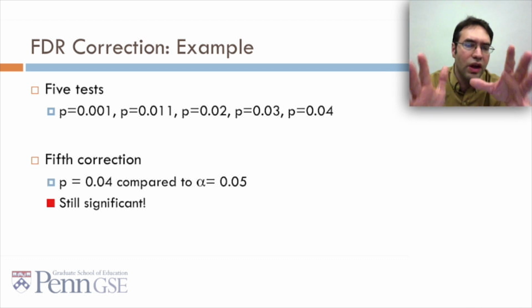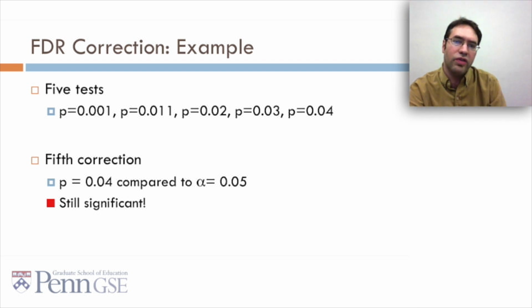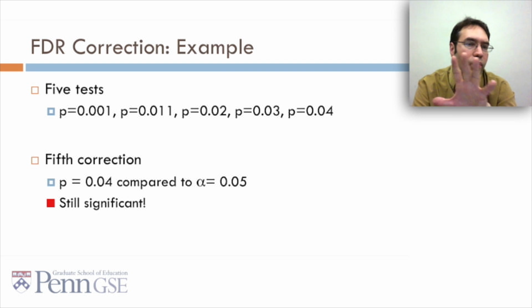So in other words, with the FDR correction, we're going to say these 5 tests, each of which was statistically significant to begin with, are still statistically significant even after we do the FDR correction. And that's probably right, because again, the odds of getting 5 statistically significant results out of 5 is 0.05 to the 5th power. Pretty unlikely.